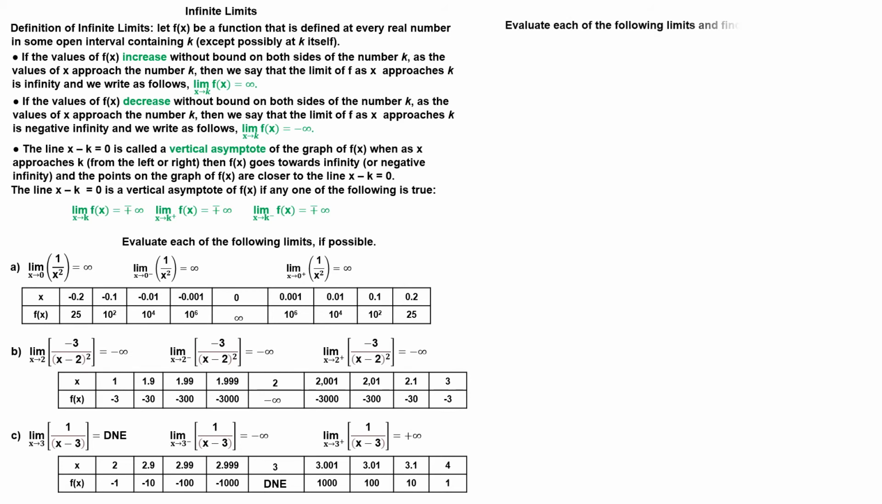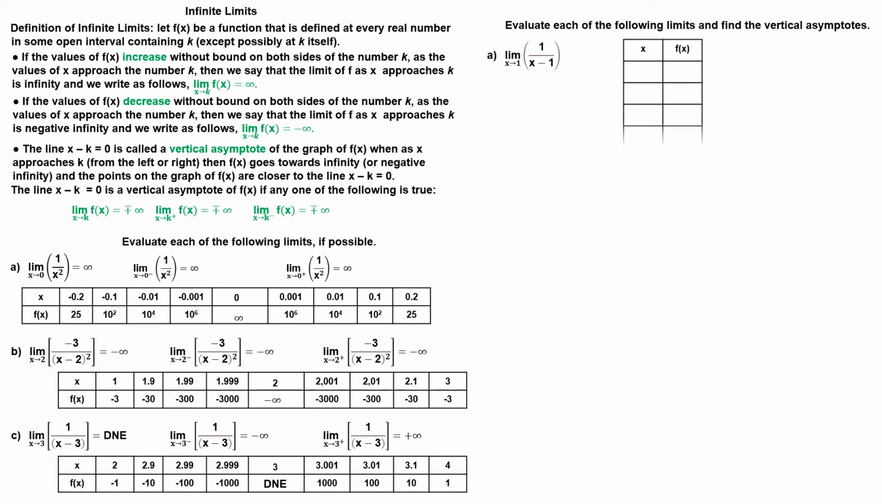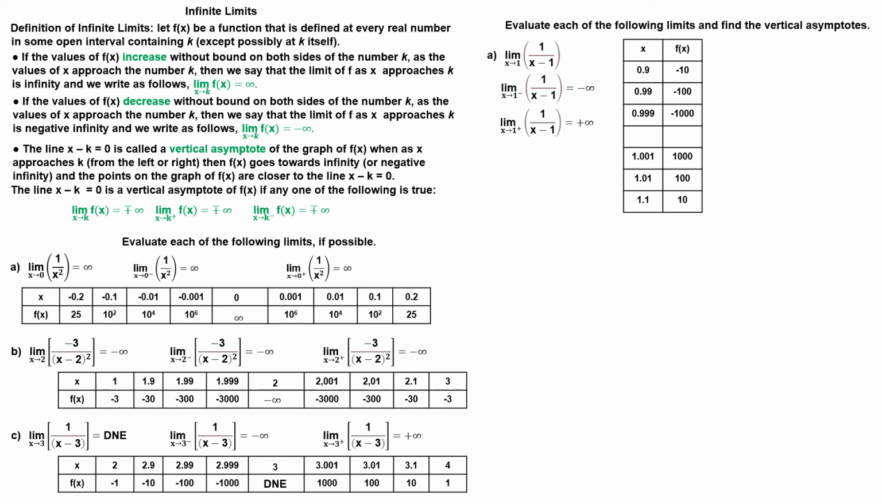Evaluate each of the following limits and find the vertical asymptotes. We begin by using a table of values to estimate the value of the limit. We can see that the values of the function decrease without bound as the values of x approach the number 1 from the left. The limit of f as x approaches 1 from the left is negative infinity. We can see that the values of the function increase without bound as the values of x approach the number 1 from the right. We write the limit of f as x approaches 1 from the right is positive infinity.